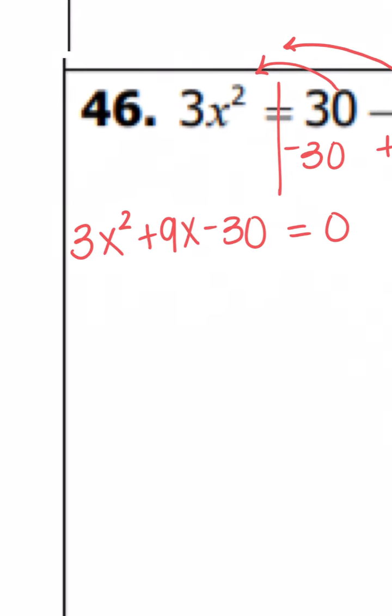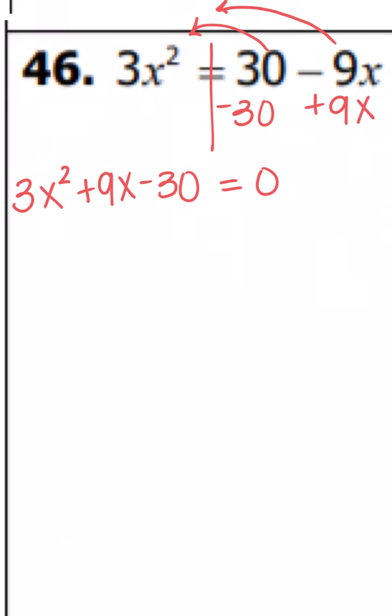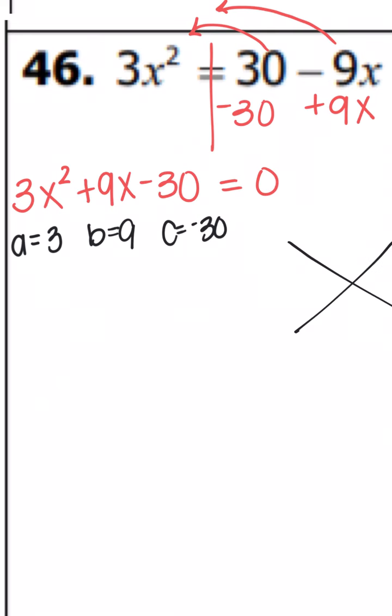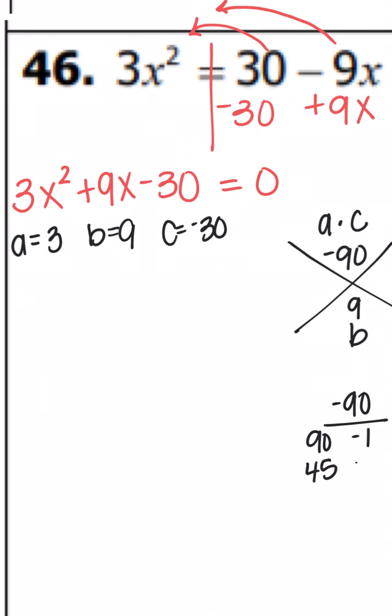All right, so this one there's a couple things I could do. I was going to factor out a GCF, but I'm not. I'm just going to start factoring. So A equals 3, B equals 9, and C equals -30. Okie doke. When I multiply to get A times C, 3 times -30 is -90, and B is 9. So I'm thinking of factors of -90, but they need to add to get a positive 9. Well, obviously I could do 90 times -1, 45 times -2, 30 times -3.